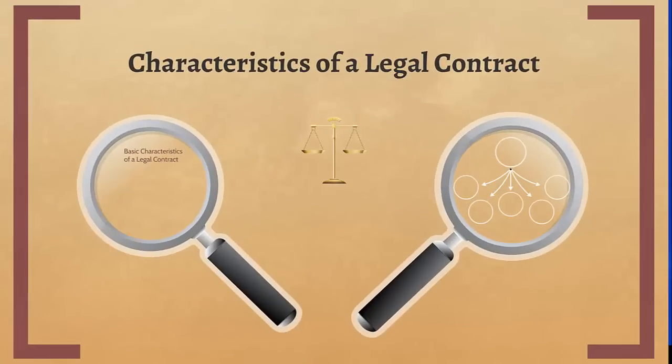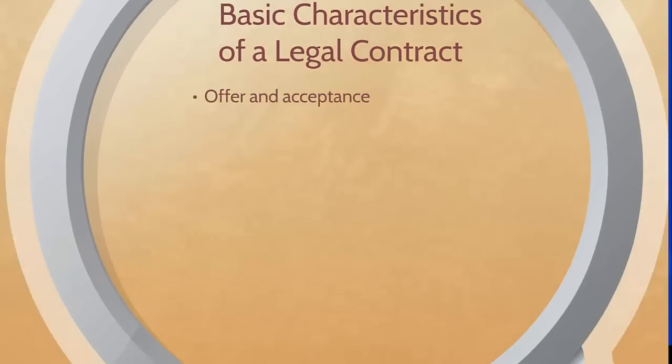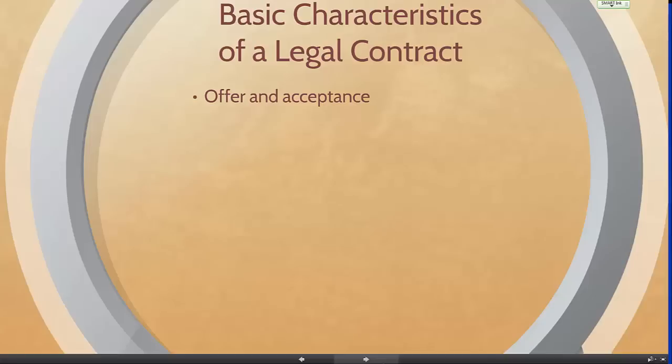Now let's look at characteristics of a legal contract. We'll start with the basic characteristics of a contract. First, there's offer and acceptance. Offer and acceptance in an insurance transaction occurs when the prospective insured applies for insurance and submits the application. Acceptance occurs when the insurance company decides to underwrite the policy and issues the policy. It's also called issuing a binder. It's when an insurance company binds themselves to the risk by issuing the binder.